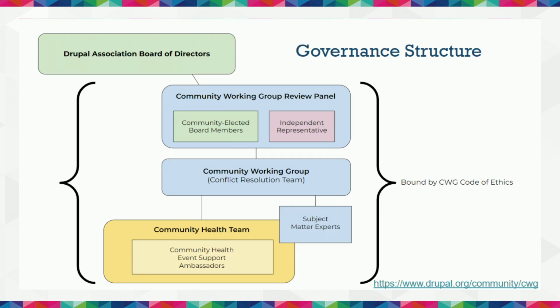The Drupal Community Working Group is a subset of people. Basically, it's under the Drupal Association Board of Directors, who are kind of our oversight committee. Then we have the group review panel, which is some independent representatives and community-elected board members. We have our community working group, which is a combination of two teams: the conflict resolution team and the community health team.